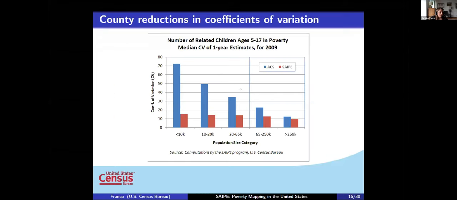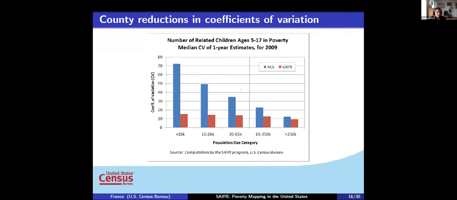So here is an illustration of what kind of reductions you're getting on coefficient of variation. You can see that in blue you have ACS, and these are the medians within each group. And in red you have SAIPE. The groups are defined by different population categories. The way that ACS samples, the smaller populations will have less sample from ACS. So you see very large reductions in coefficient of variation for the smaller population size categories.